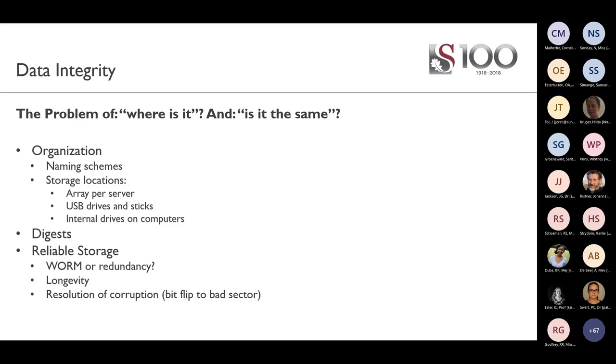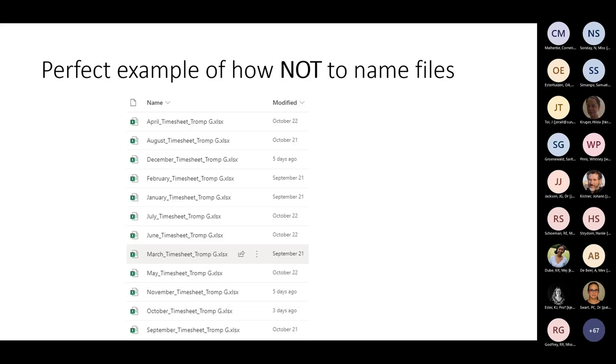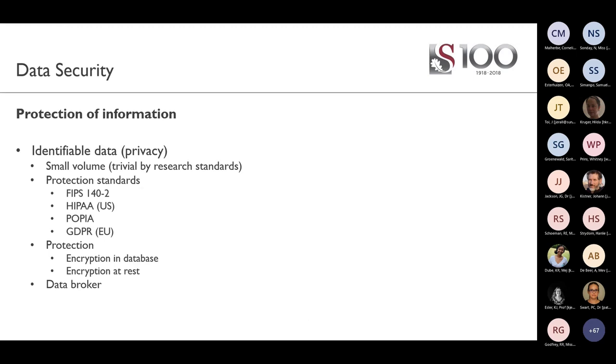And here is a perfect example of how not to name files. This was my personal irritation yesterday with having to fill out my timesheet, and you can see this ordered array of files start with the month in characters, and obviously that's out of order, so you have to hunt and pick to find files. It's just an example of how not to do it.